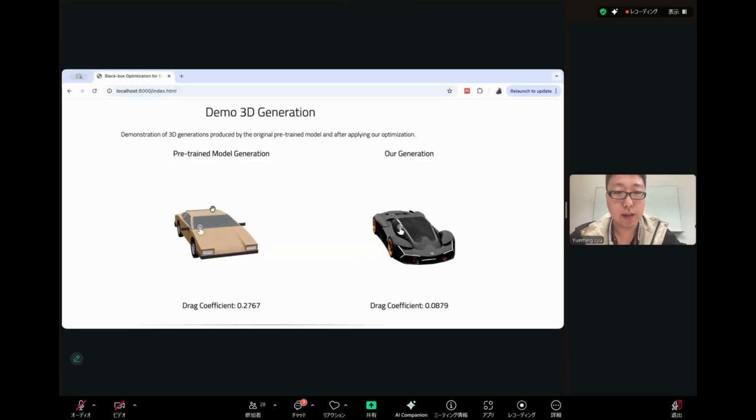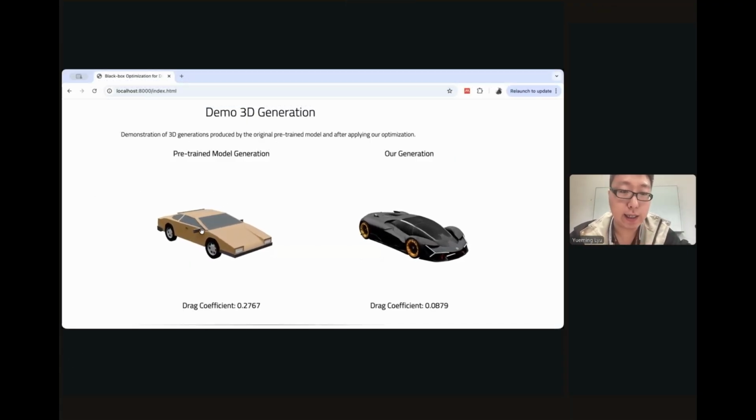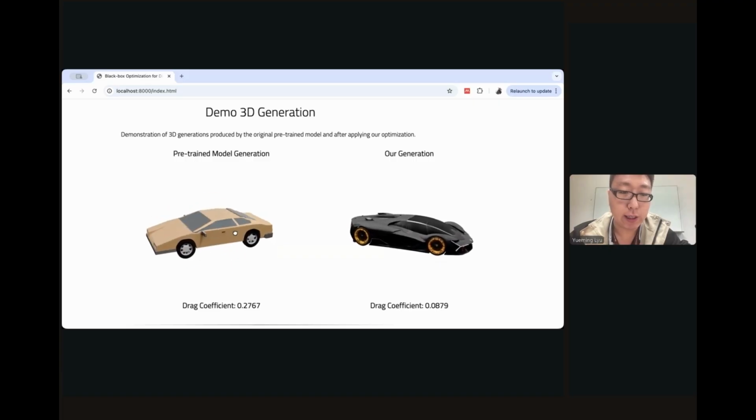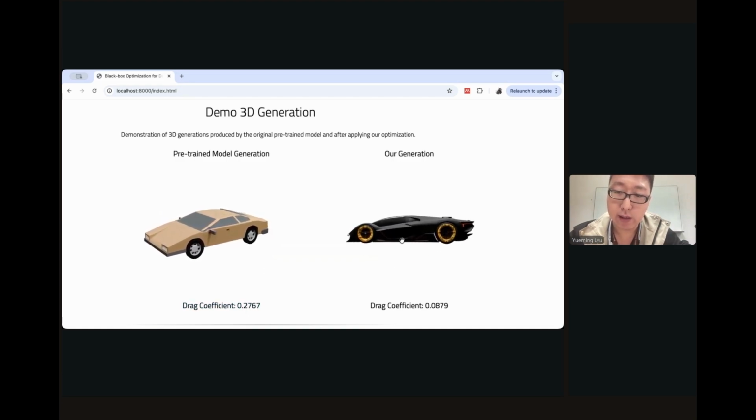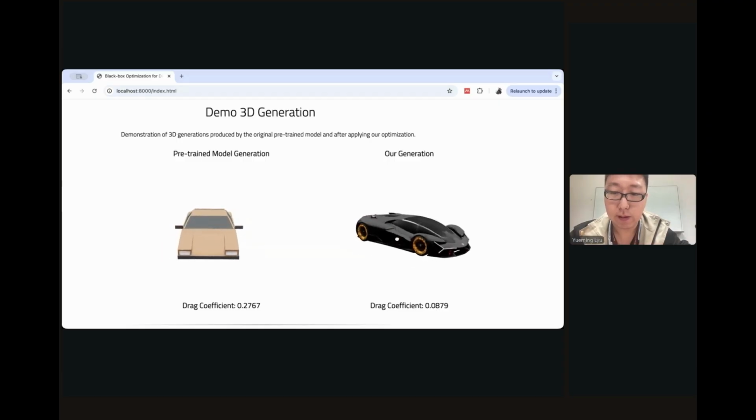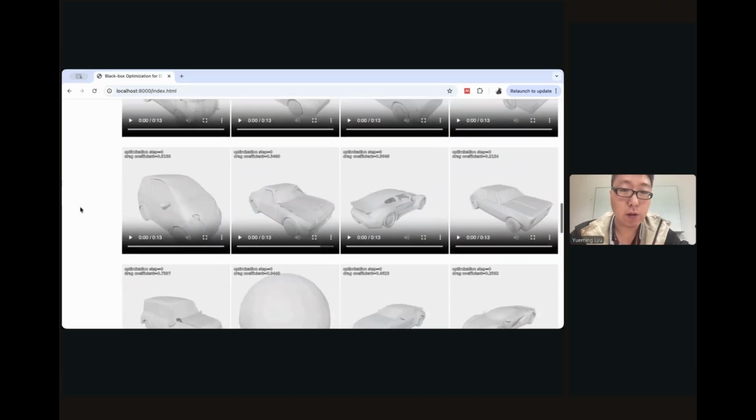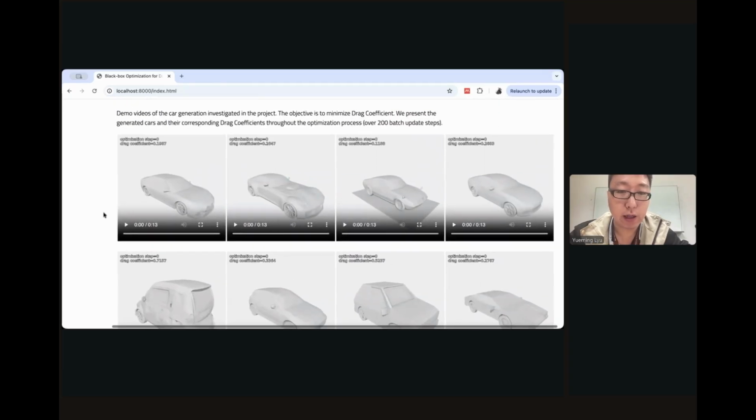Can you see? This is a demonstration of 3D car generation with our method. This one is a pre-trained model's generation, with a drag coefficient of 0.27. This is our generation. It can achieve a much smaller drag coefficient. Also, I can show more videos about the trajectory of the car shape change during the optimization.